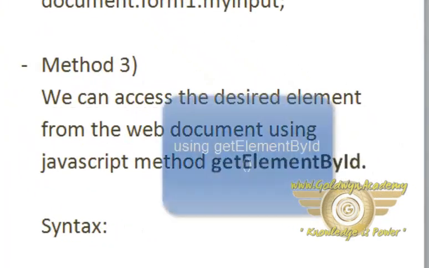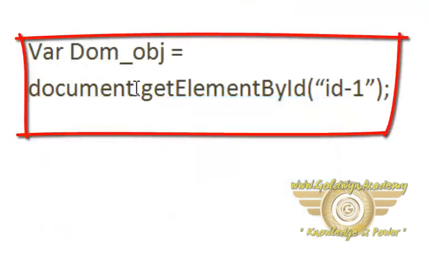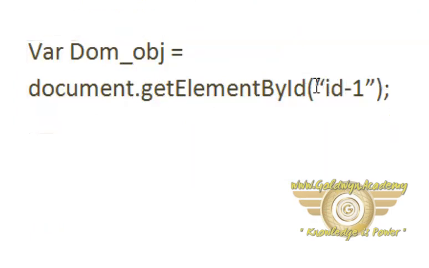Okay. Now let's see our third method. We can access the desired element from the web document using the JavaScript method getElementById. This is the simple syntax: document dot method name getElementById, and in the parameter we should write the ID name of that particular element. Let's see the example.